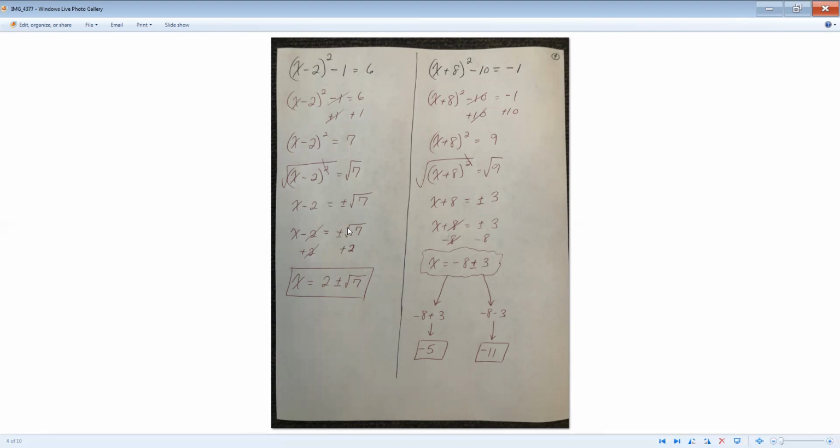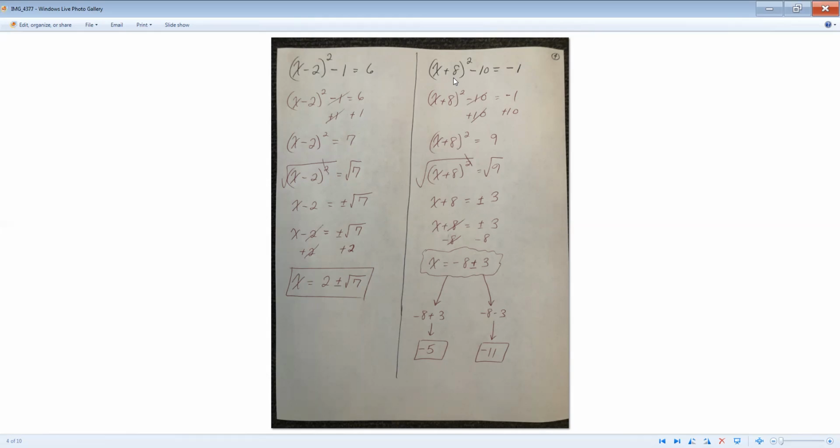Now add 2 to both sides. And normally you put that number in front of the plus or minus, which would give me 2 plus or minus the square root of 7. If you had to separate it, that would be 2 plus the square root of 7, 2 minus the square root of 7. Once again, you leave the 7 under the radical because it cannot be reduced any further.